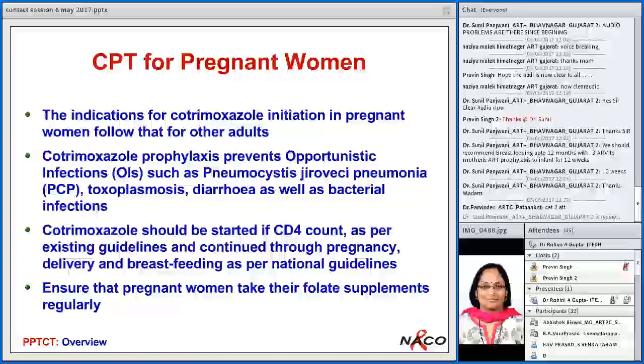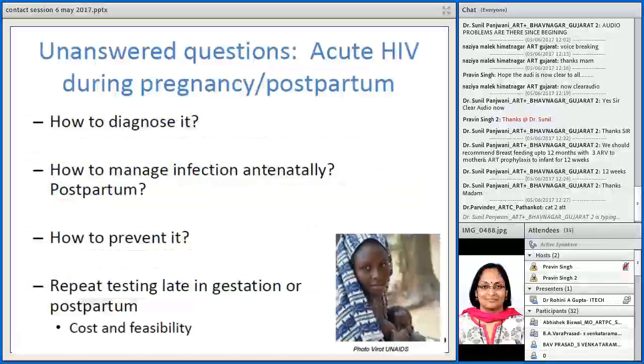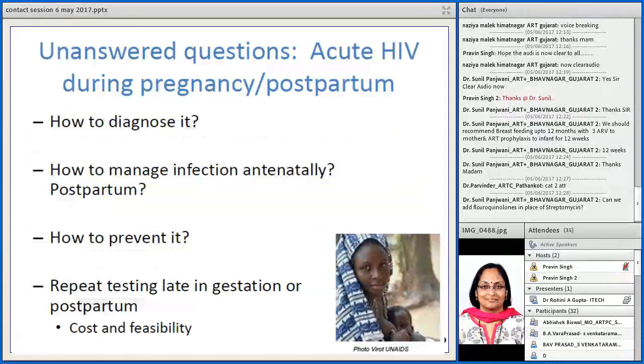CPT: we must remember to give CPT in pregnant women who have CD4 less than 250. The guidelines remain the same, but we forget about starting CPT. CPT prevents opportunistic infections such as pneumocystis pneumonia, toxoplasma, diarrhea, as well as other bacterial infections. Cotrimoxazole should be started as per existing guidelines and continued through pregnancy, delivery and breastfeeding. Ensure that pregnant women take their iron and folic acid regularly.